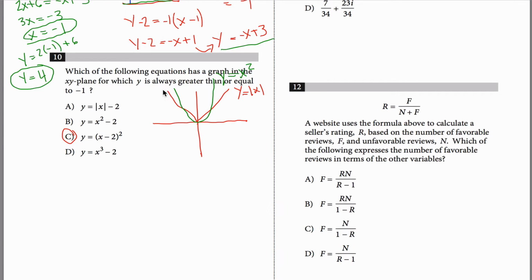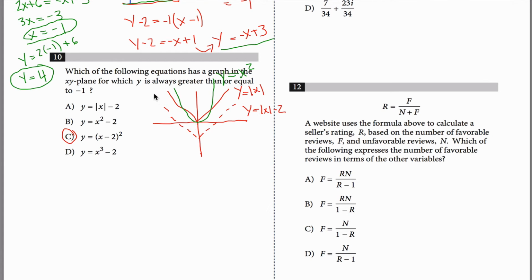So in A, I start out with this V-shaped graph in red, and then I shift it down by 2. I get y equals... it should have been in red maybe. Maybe this should be dotted in red. I don't know, somehow so you can tell the difference. I get this graph here. This is y equals absolute value of x minus 2.